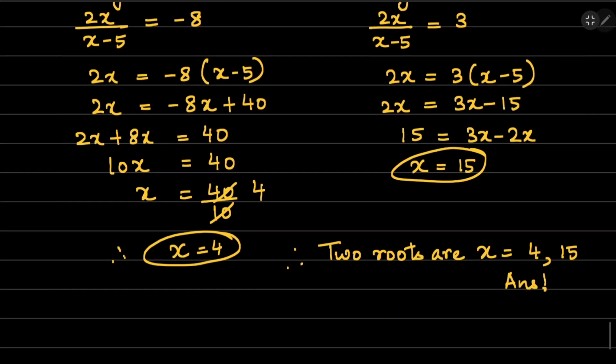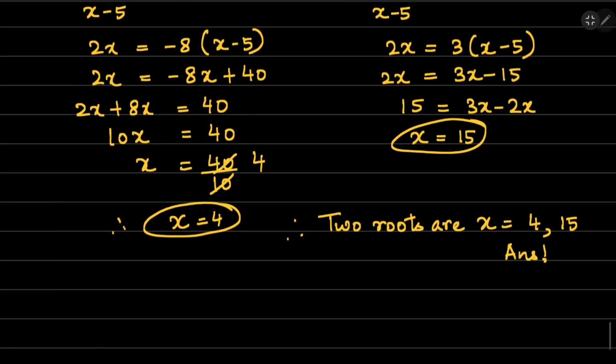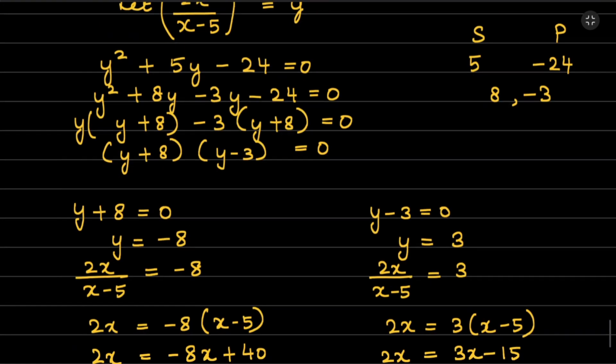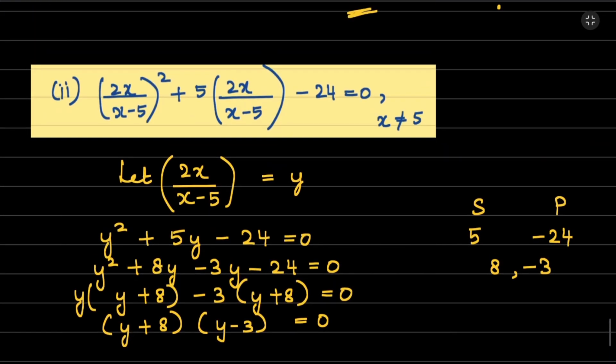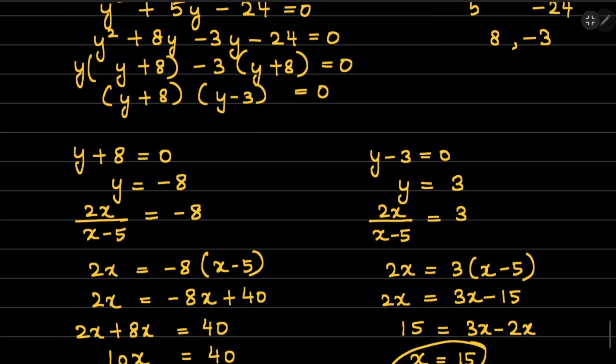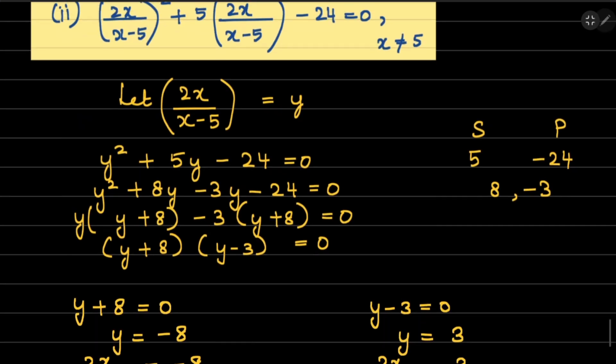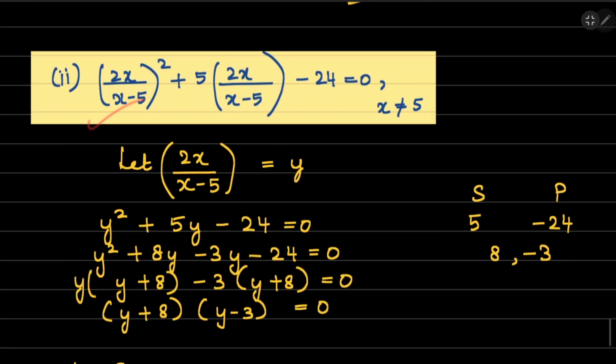Okay. So this is how you have to do. Let's move on to the next question. Is either of them 5? No. So see, x should not be 5. We did not get any 5. We got a 15 and a 4. So both can be considered as the solution of this given quadratic equation.